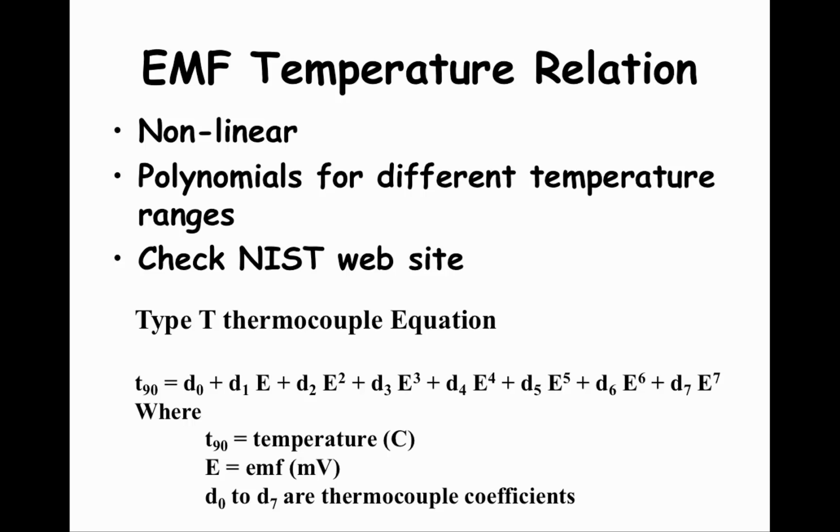One of the disadvantages of thermoelectric circuits is that the relation between EMF and temperature is nonlinear. The polynomial equation used for type T thermocouples is a 7th-order polynomial. The coefficients are listed in the course packet. Note also that there are different polynomial coefficients for different temperature ranges. The course packet gives the polynomial coefficients for temperatures from -200 degrees Celsius to 0 degrees Celsius, and for temperatures from 0 degrees Celsius to 400 degrees Celsius.